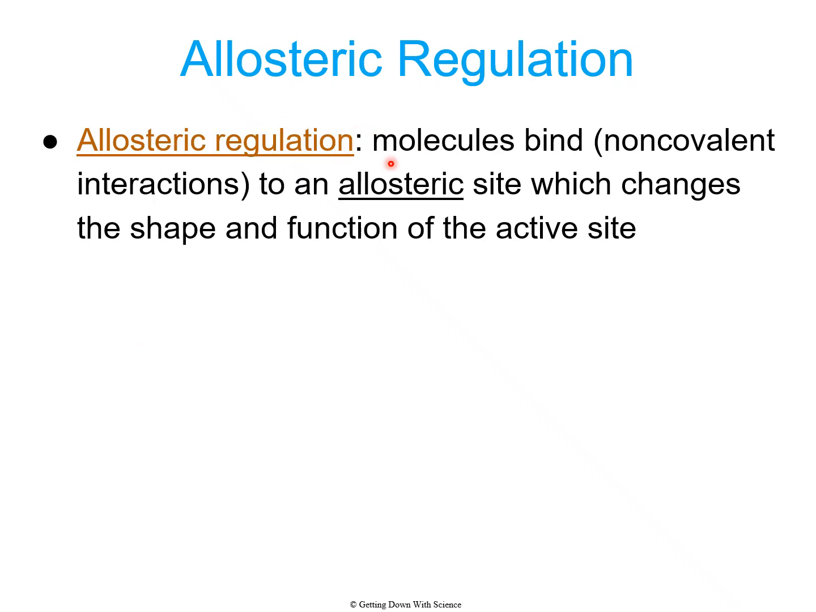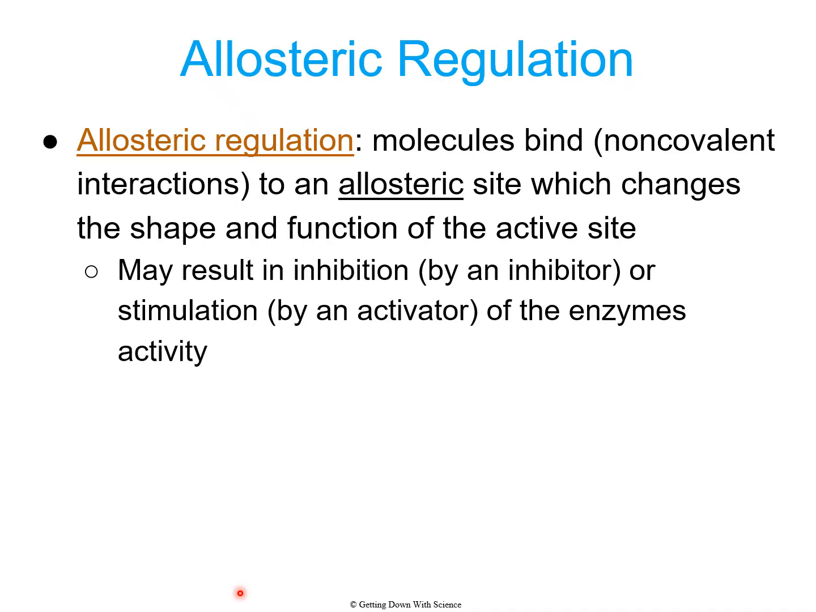In allosteric regulation, these are molecules that form non-covalent interactions, which means these are temporary. These are not strong bonds. A molecule binds to the allosteric site, which changes the shape of the protein, and by doing so, it changes the function of the protein. Once it changes the shape of the active site, the protein no longer functions the way it should because the active site has a different shape. This may result in inhibition of the enzyme, so it acts as an inhibitor. Or sometimes they could be stimulators, actually activating the enzyme. So it depends on what type of enzyme it is.